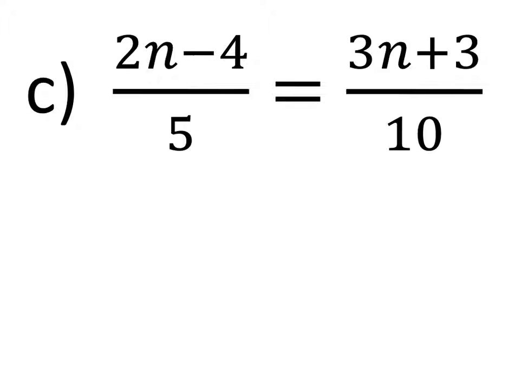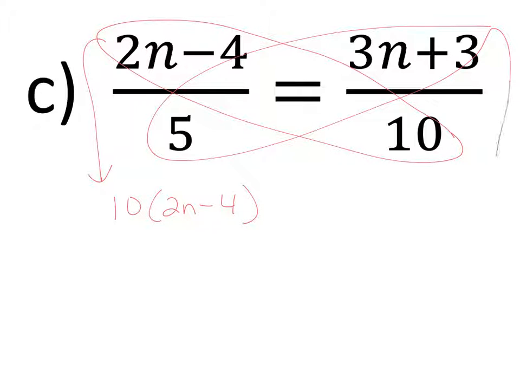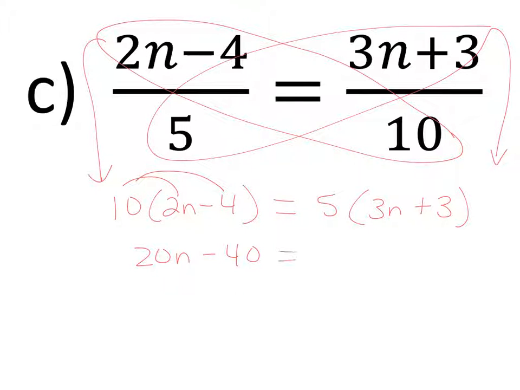All right, so now we've got variables on both sides. It doesn't change what we're going to do. We're still going to go ahead and just cross multiply, and we're going to take 10 times 2n minus 4, and then in this direction we're going to take 5 times the 3n plus 3. So now you're going to have to go ahead and distribute here. 20n minus 40. Make sure you take that 10 to both parts. Same thing on the right hand side. Take the 5 to both parts, and you're going to get 15n plus 15.